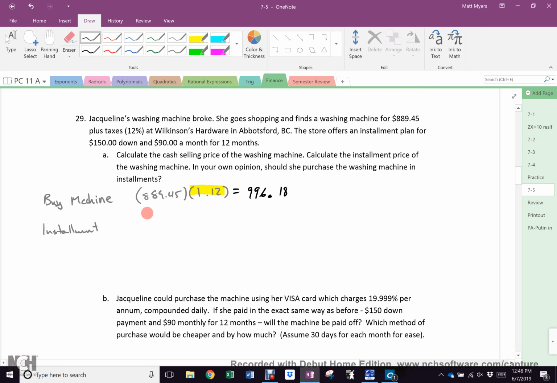So, the installment plan is what? How much do I pay? $150 plus 90 times what? 12, which equals what? Riley's got it. I'll help you out, Riley. I got this. I know you did. All right. Now, what does this say?